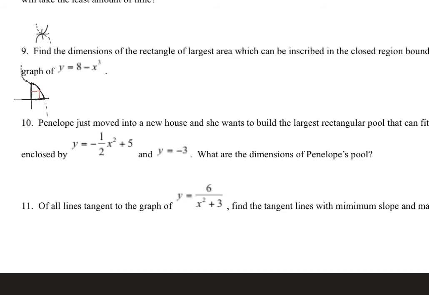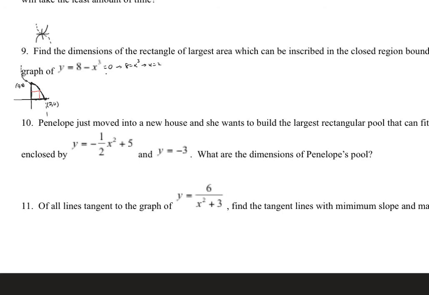Now let's see what else we know. We know that this is going to be 0, 8 up here at this point, and the question is, where does it cross the x-axis? Well, let's set it equal to 0. So that means that 8 is going to equal x cubed, so that means that must be at 2. So this point right here is 2, 0.